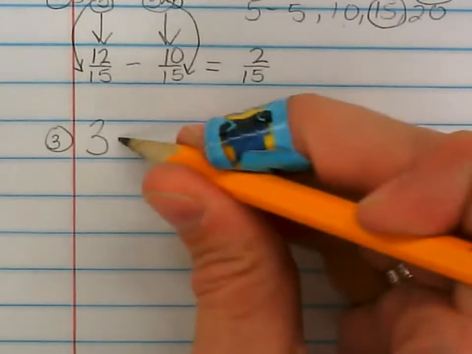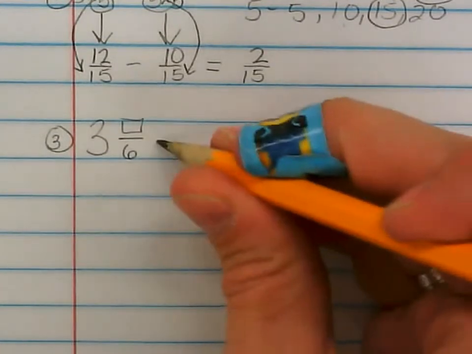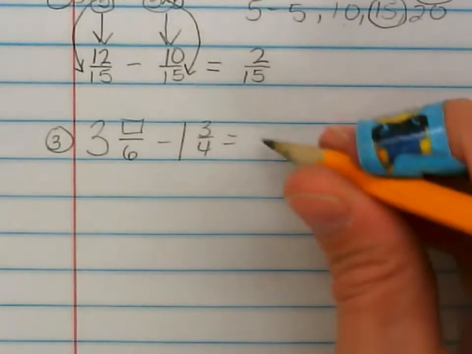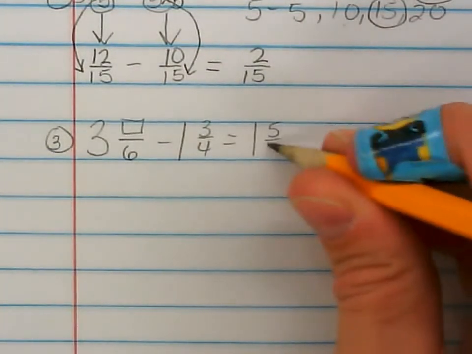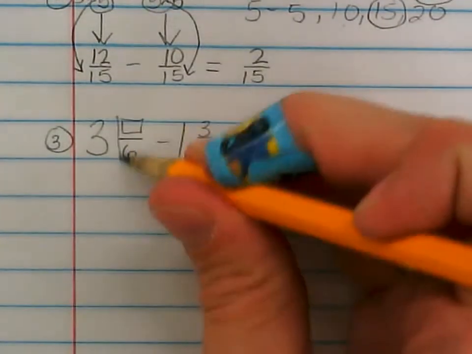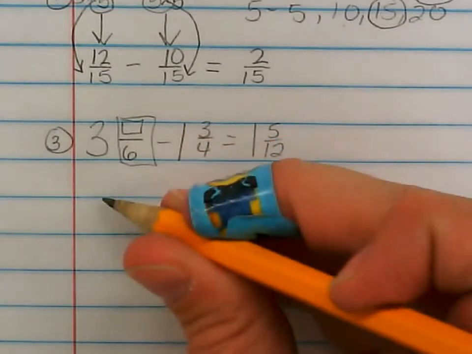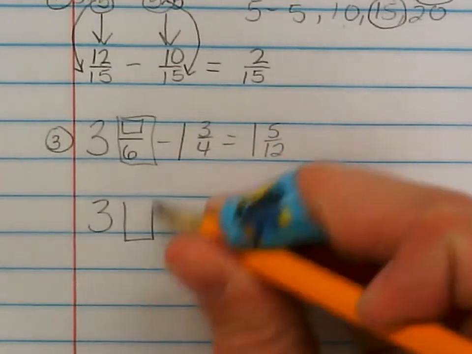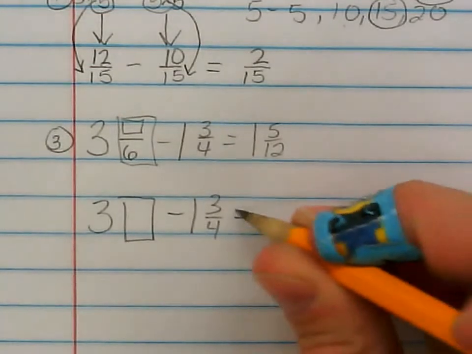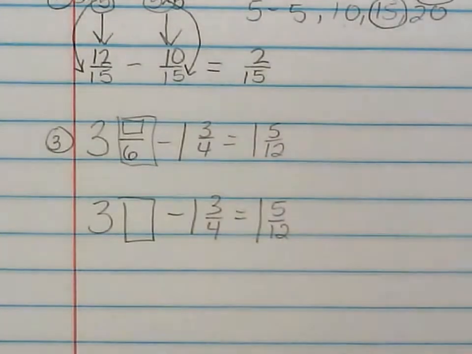So I have 3 with something over 6, take away 1 and 3/4 is equal to 1 and 5/12. So the first thing I always tell them is let's just go ahead and rewrite it with that whole missing fraction part out. So I'm going to rewrite it now as 3 with a box in its place minus 1 and 3/4 is equivalent to 1 and 5/12.